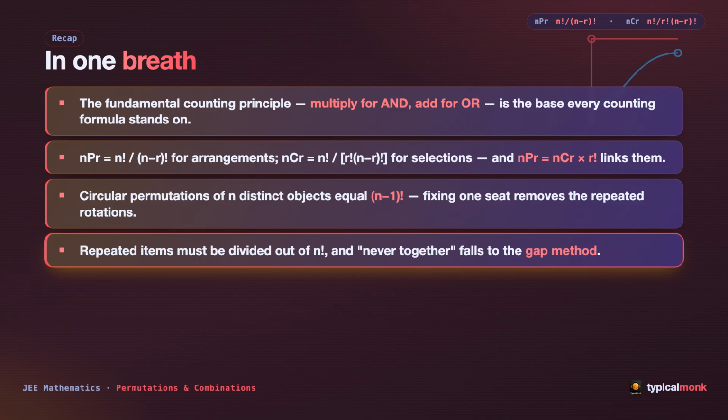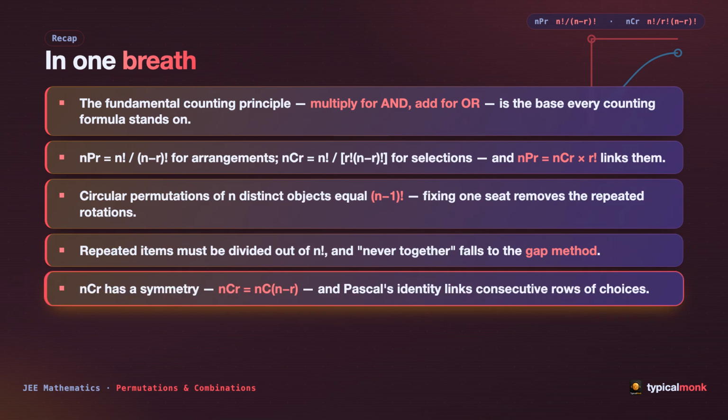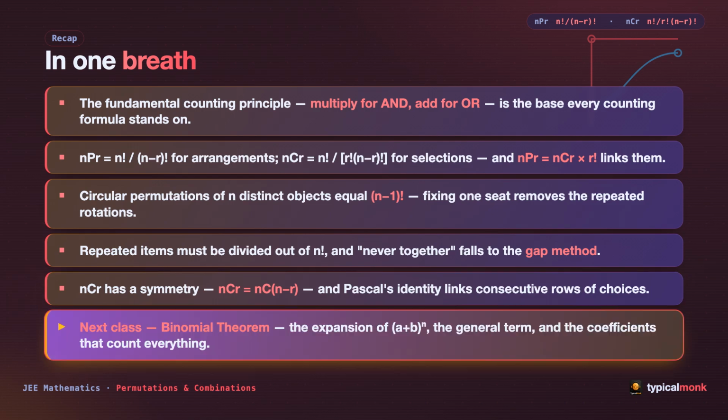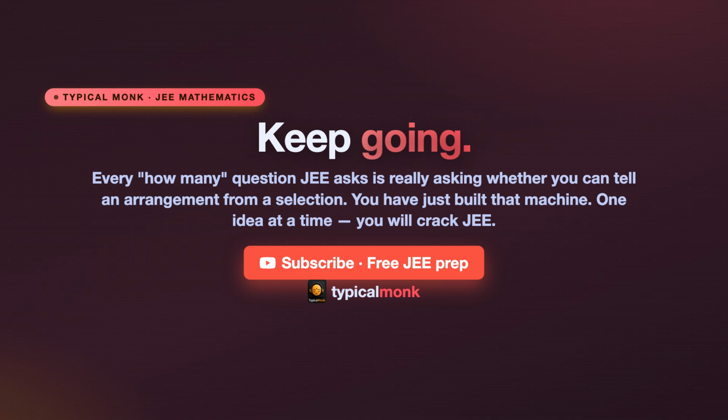Problems fall to the GATE method. nCr has a symmetry: nCr equals nC(n minus r), and Pascal's identity connects consecutive rows of choices. And next class, we step into the binomial theorem, the expansion of (a plus b) the whole raised to the power n, the general term, and the coefficients that count everything we learned today. Do not miss it.